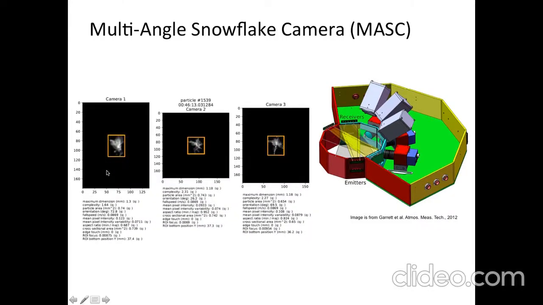So you see this is an example of a snowflake captured by the MASC from three different views. By analyzing the images, we get some properties of the snowflakes like maximum dimension, area, complexity, orientation, fall velocity, and so on. Basically, the MASC provides us the geometrical and dynamical properties of snowflakes.